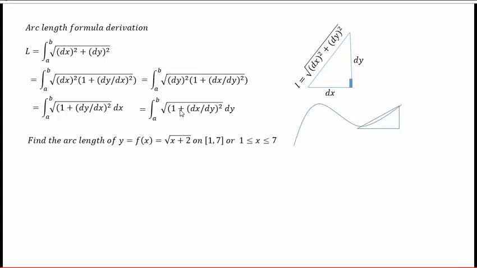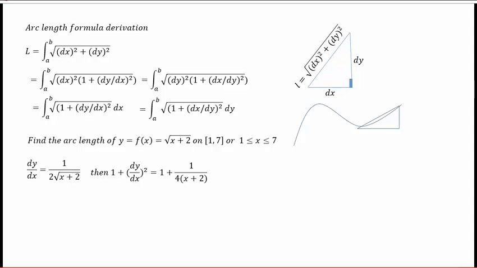I'm giving you an example where the curve is y equals f of x, which is the square root of x plus 2, and we want to take the interval from 1 through 7. You can write it in interval notation, or you can say x is between 1 and 7 inclusive. So now to find the arc length between 1 and 7, we need to find the derivative. The derivative of the square root of x plus 2 is 1 over 2 times the square root of x plus 2. This derivative you know with the power rule and chain rule concept.